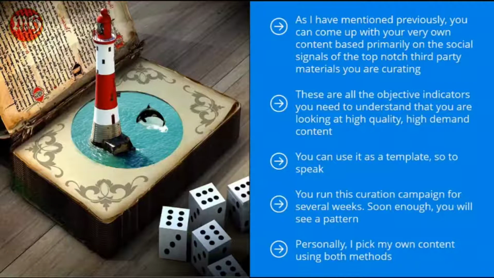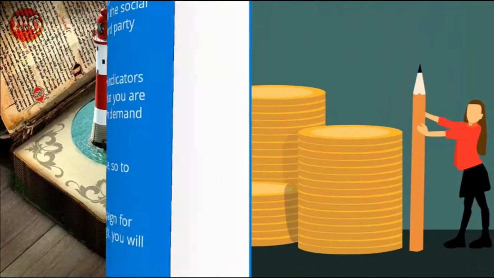Personally, I pick my own content using both methods. If I'm in a hurry to get people to sign up to my mailing list, I do the first method. But if I'm unsure about the niche or I'm still trying to feel my way around in terms of understanding my audience, I would stick to the second method. There's really no one right answer. It really all depends on your situation.